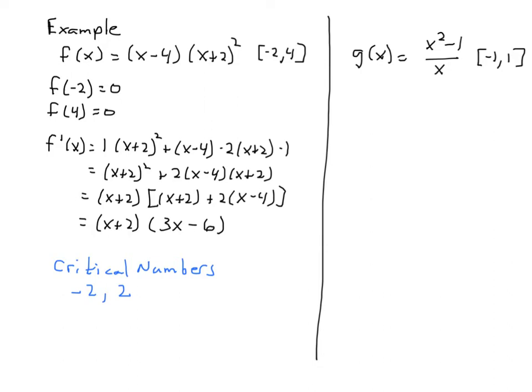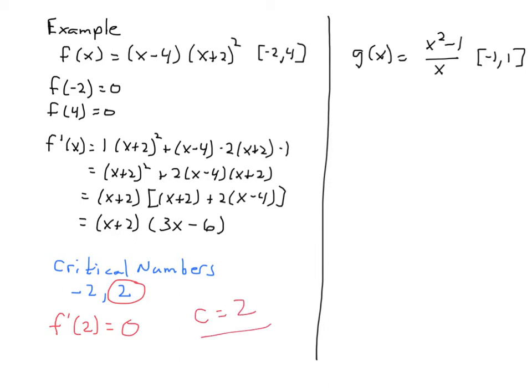Now the condition we have to keep in mind is that this problem says there is a number c inside the open interval from -2 to 4. Only one of these values can actually be in the open interval from -2 to 4, and that is 2. So f'(2) is the value that satisfies Rolle's theorem, such that f'(2) equals 0. Our c value for Rolle's theorem is 2.